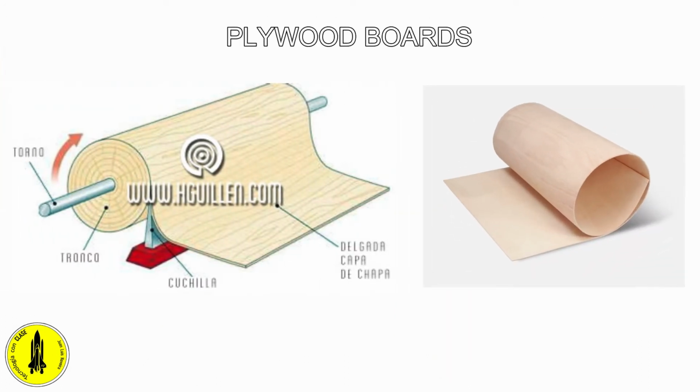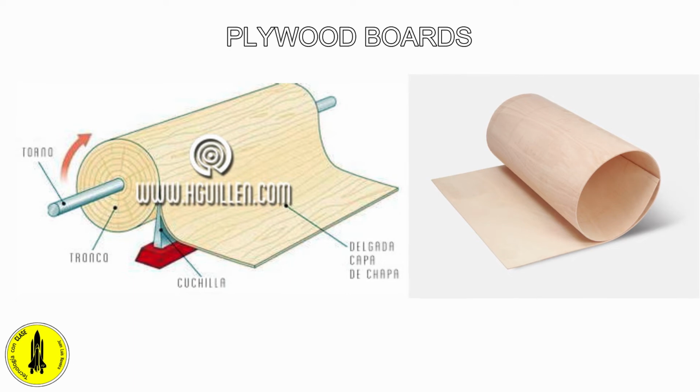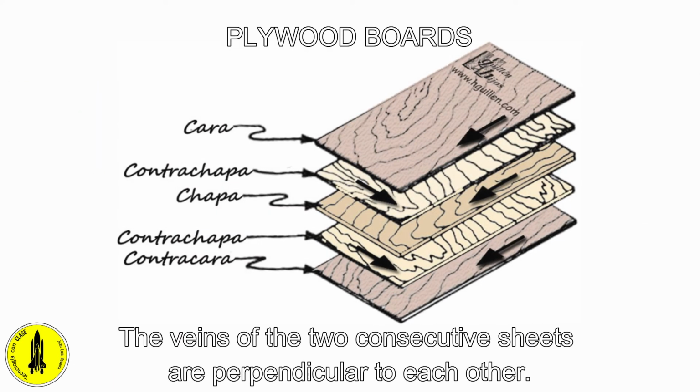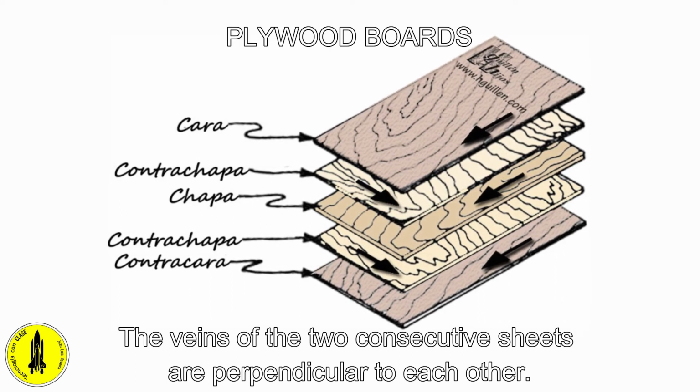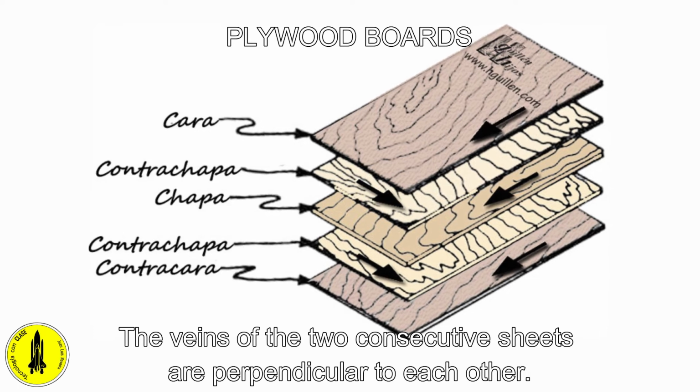Plywood boards. They are formed by very thin sheets of wood. These sheets are put together between themselves through the application of heat and pressure. The most important thing about these boards is that the vanes of the 2 consecutive sheets are perpendicular to each other. In this way, we get rigid and inflexible boards.